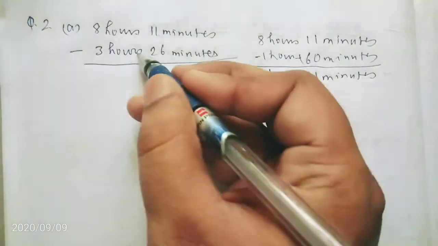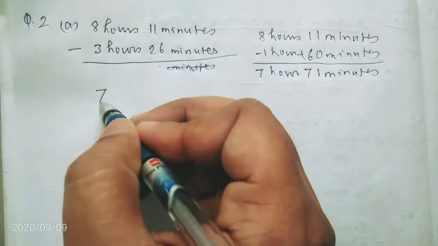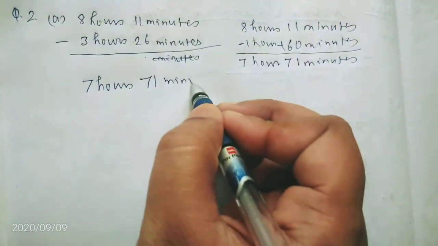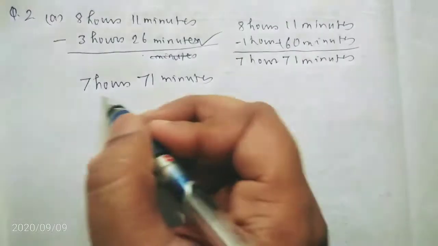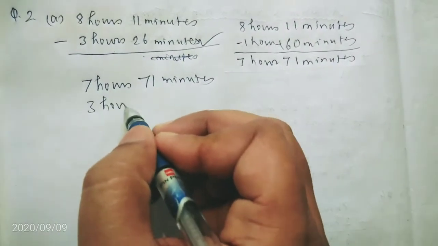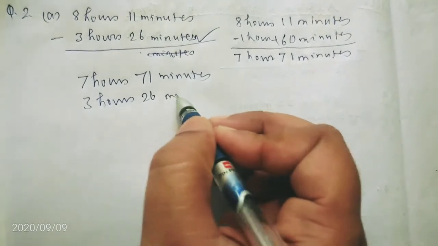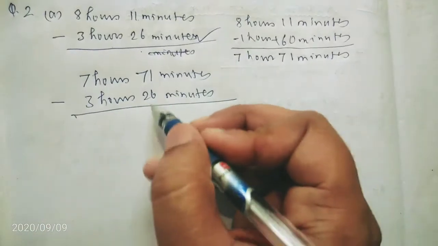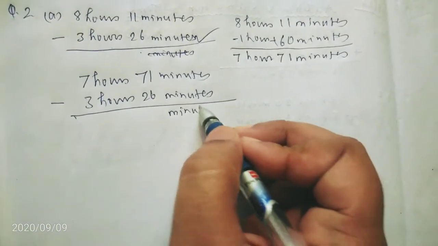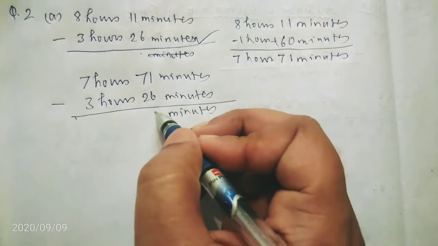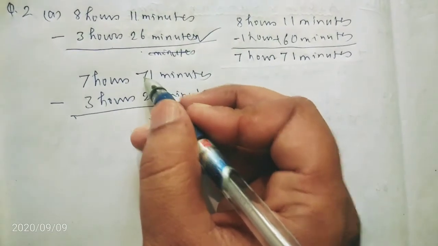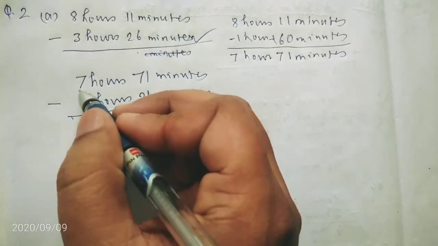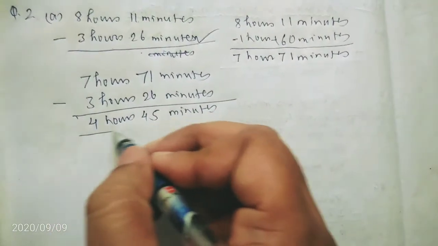Now you will subtract with this number. Now here 7 hours 71 minutes. Now write this number, 3 hours 26 minutes. Now subtract these minutes, 11 minus 6 is 5, then 6 minus 2 is 4, 45 minutes, and hours, 7 minus 3 is 4 hours. So this is the final answer.